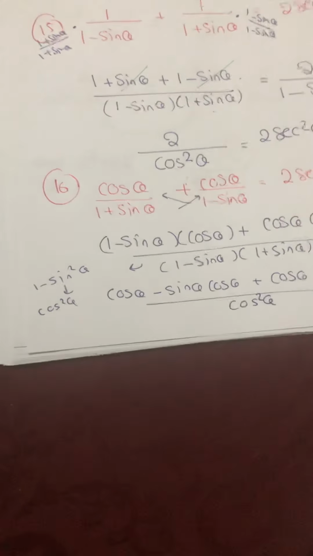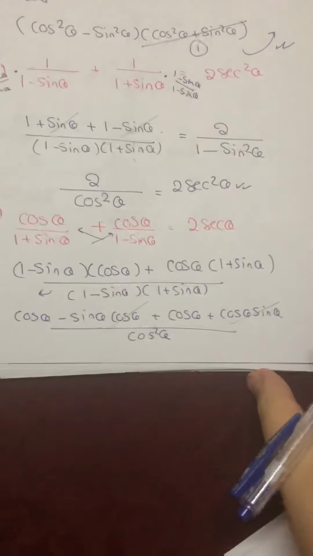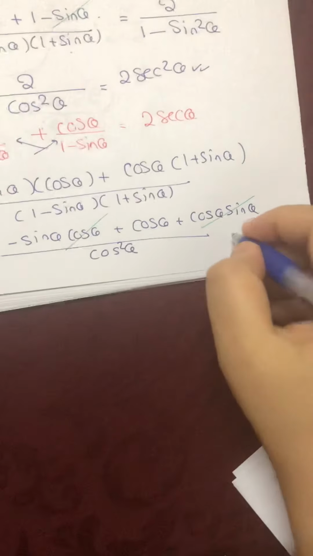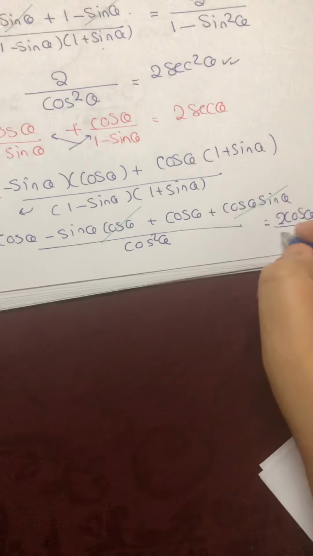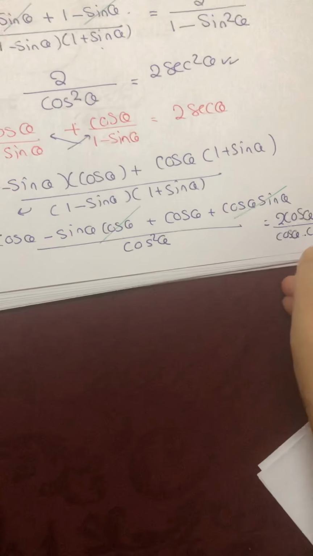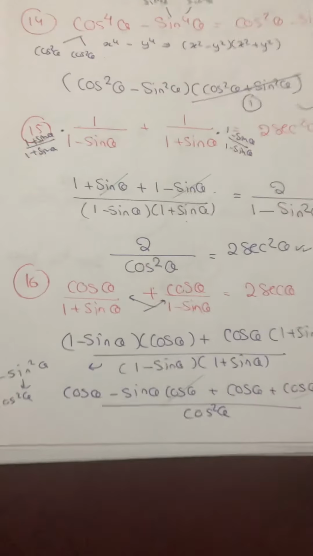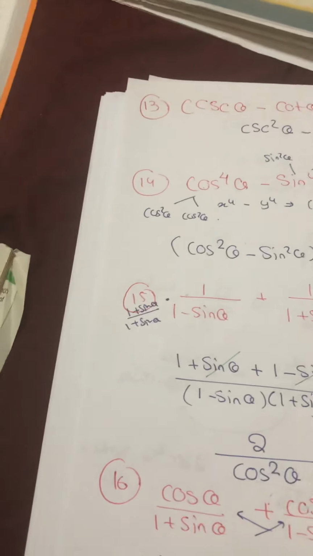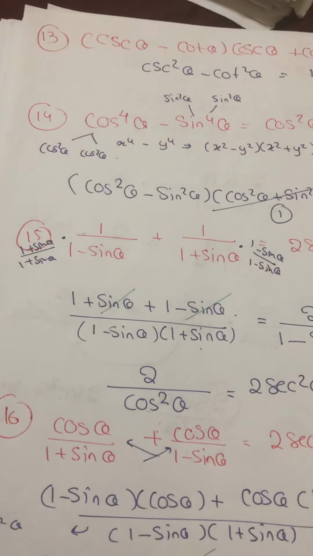Cosine squared theta. Because I don't have space, this will cancel this. The numerator is going to be 2 cosine theta, so I have 2 cosine theta over cosine squared theta, which is cosine theta times cosine theta. Cancel 1 with 1, you will end up with 2 sec theta. Okay, this is regarding question number 16. I will stop this video, I have 2 more questions. I'll do them here and then jump to another video, okay?